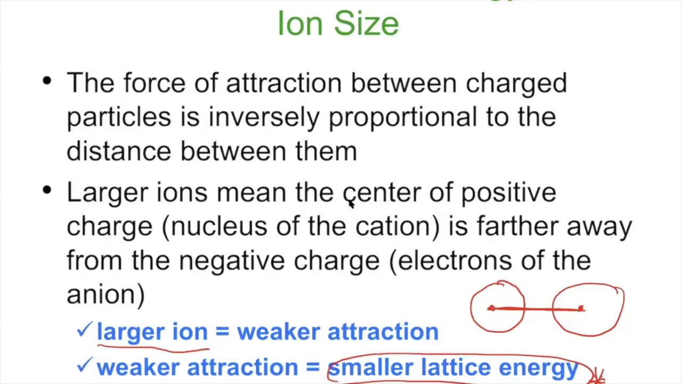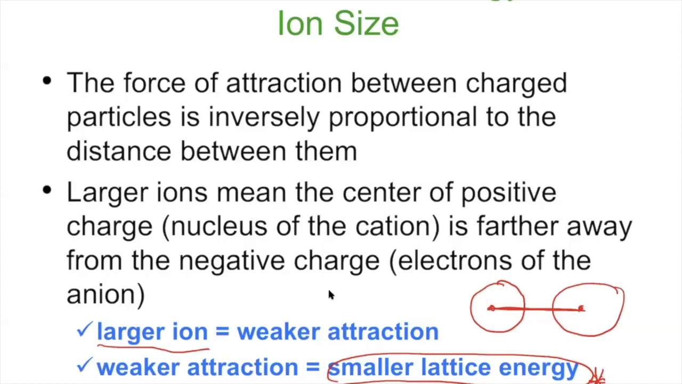So if you have two compounds such as NaF versus NaI, keep in mind that I is a bigger atom. So they're going to have a weaker attraction. Because they have a weaker attraction, that means they're going to have a smaller lattice energy. And F is smaller, so they have a stronger attraction. Therefore, they're going to have a stronger lattice energy.